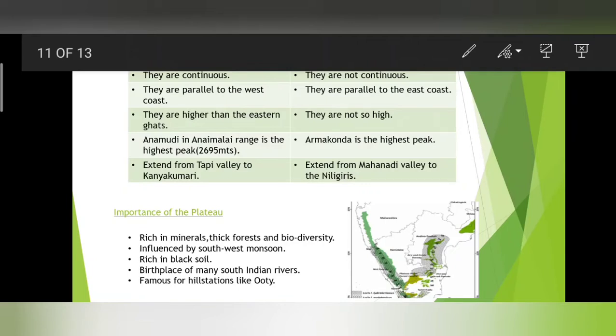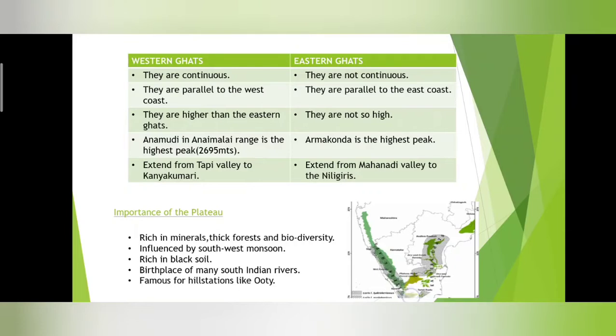Likewise, in the Western Ghats, the highest peak is Anaimudi in the Anamalai range. We can see it at the southernmost tip of the Western Ghats in Tamil Nadu. Anaimudi is the highest peak in the Western Ghats, and its height is 2695 meters. Likewise, in the Eastern Ghats, Armakonda is the highest peak.